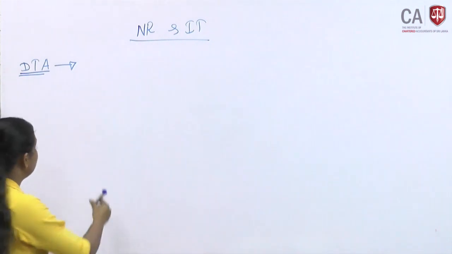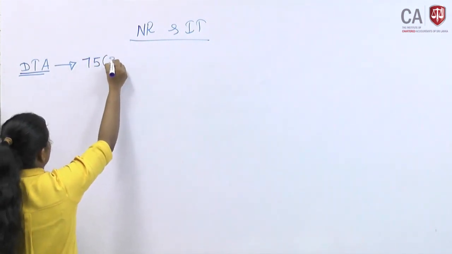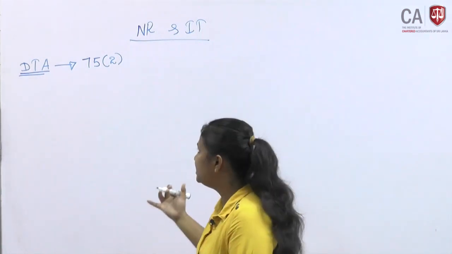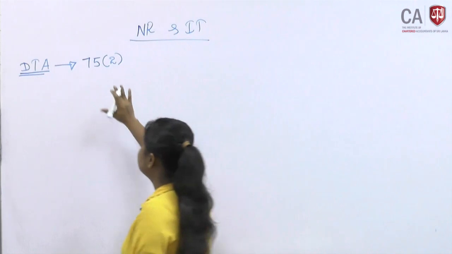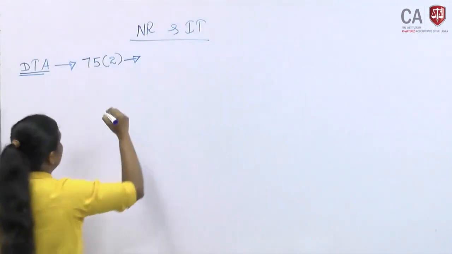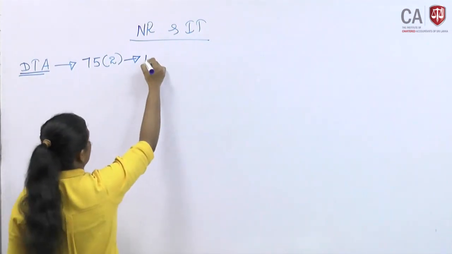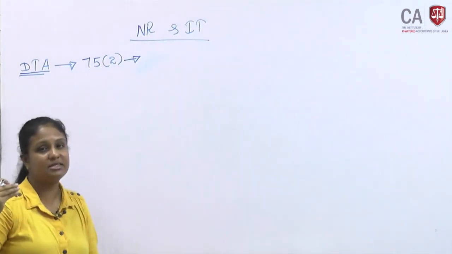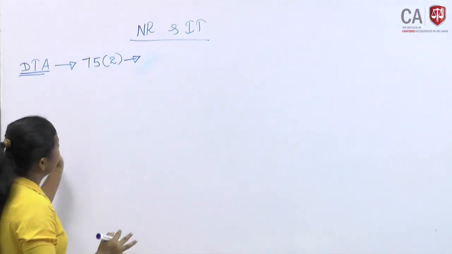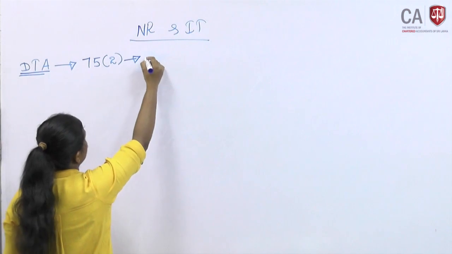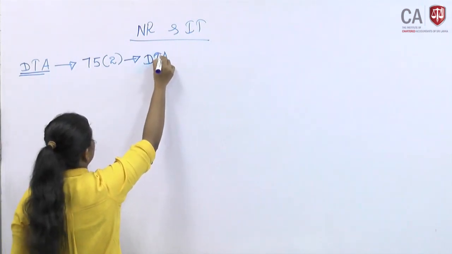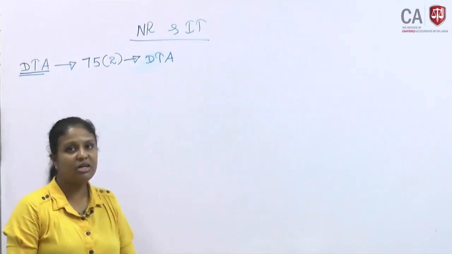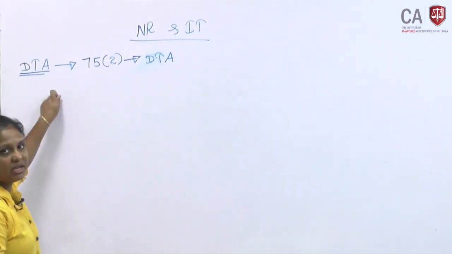Why am I telling you like that? Because under section 75 subsection 2, where we have talked about the double taxation agreement and the mutual administrative agreements, it is very clearly given that if there is a conflict between these two, priority should be given to the DTA, the double taxation avoidance agreement. This is one thing you should know.